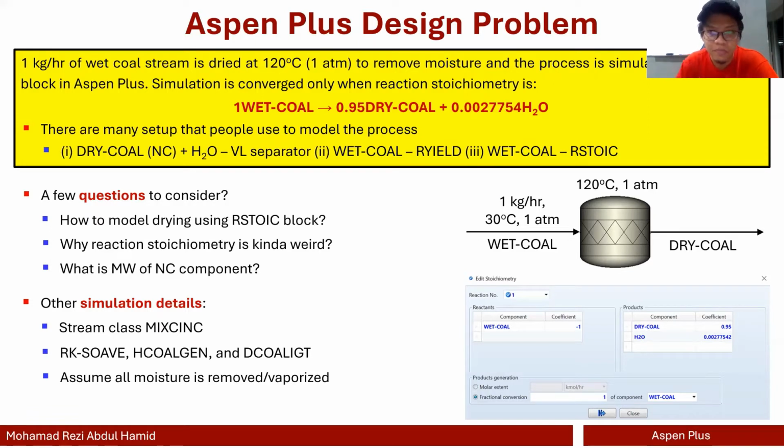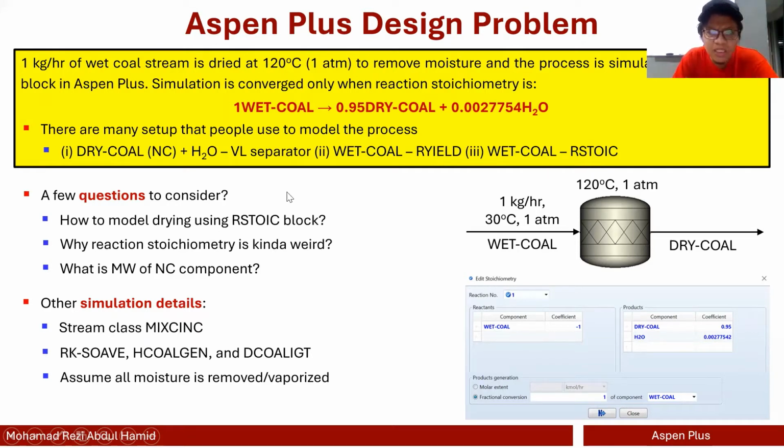The third one is the one that I want to try to solve today, which is using RSTOIC. As I mentioned, it requires me to input the reaction coefficients as well as a correct reaction equation, as well as my fractional conversion. All of these will give you a simulation that will definitely converge if you input it correctly. The mass balance will check out if the simulation converges, but I think the only difference would be the enthalpy flow. That is what I think will be the difference between these three processes.